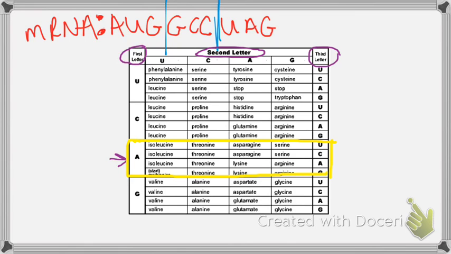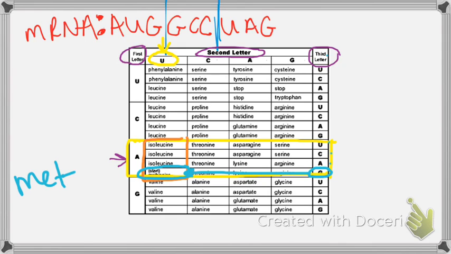Now we know that our second letter is U. So for our second letter, we look across the top and say, oh, here's our U. It's in our first column, so now we can narrow it down even further. We know we're going to be somewhere in this first box. Now for the last letter, we look over to the far right side. Looking here, we have UCAG. Our last letter is G, so our answer is our start codon, methionine, our first one.